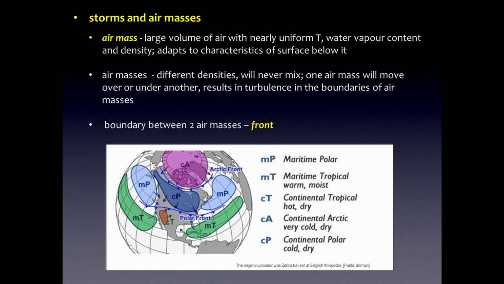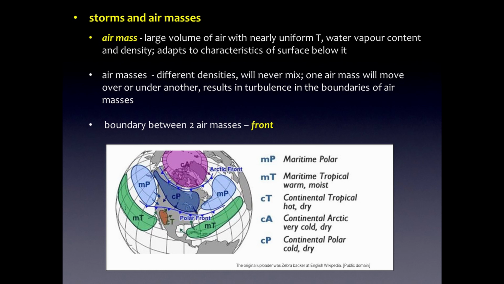Are you moving over a polar region where things are cooler? The temperature is going to cool down within that air mass. Are we moving over a warmer tropical area where there's a lot more moisture within the air? The big thing here though is air masses will always have different densities, and this means that they'll never mix. One air mass is either going to move over or under another.